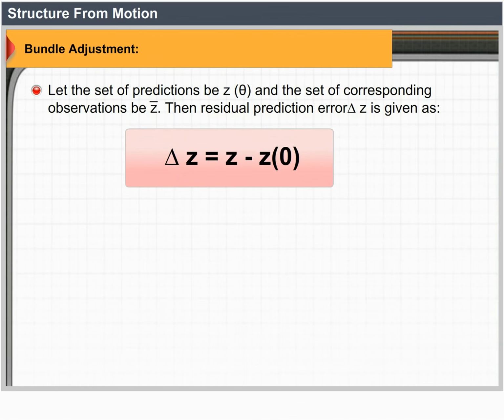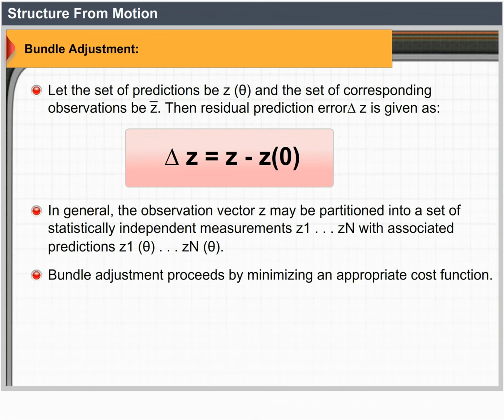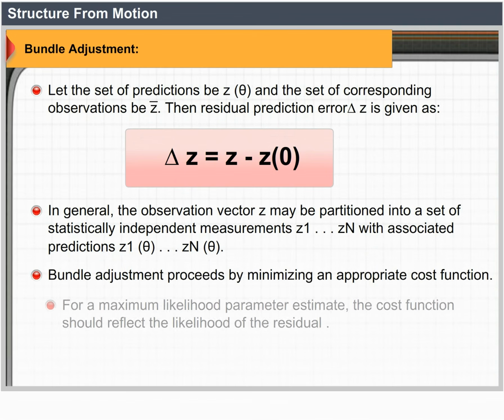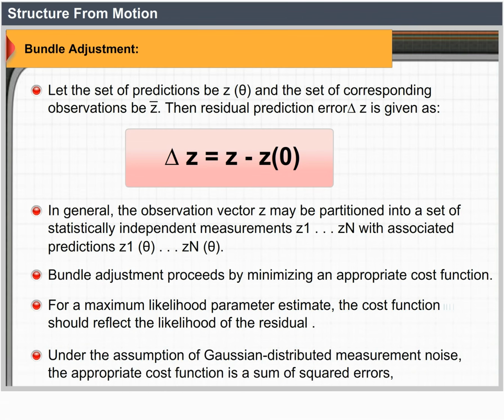In general, the observation vector z may be partitioned into a set of statistically independent measurements, z1 going up to zn, with associated predictions z1 theta going up to zn theta. Bundle adjustment proceeds by minimizing an approximate cost function. For a maximum likelihood parameter estimate, the cost function should reflect the likelihood of the residual delta z. Under the assumption of Gaussian distributed measurement noise, the appropriate cost function is a sum of squared errors, as shown.